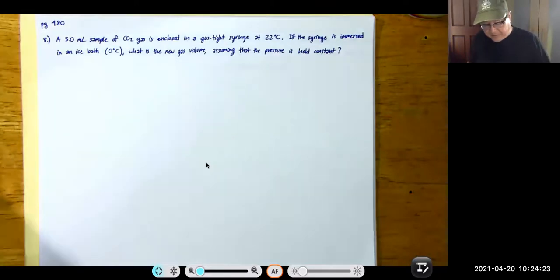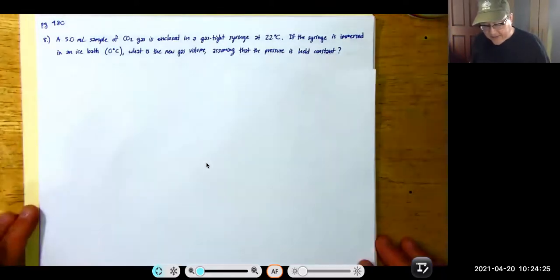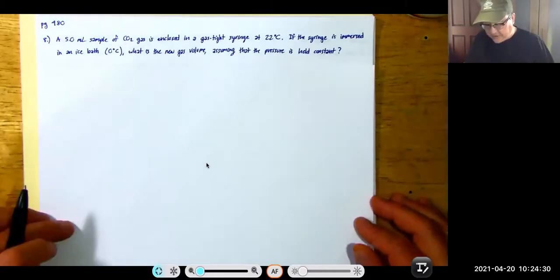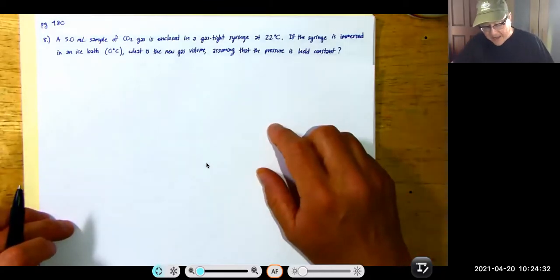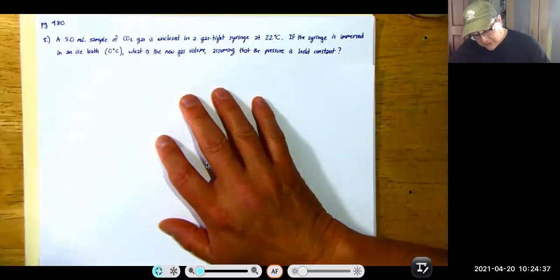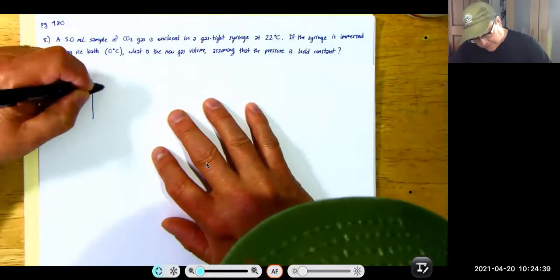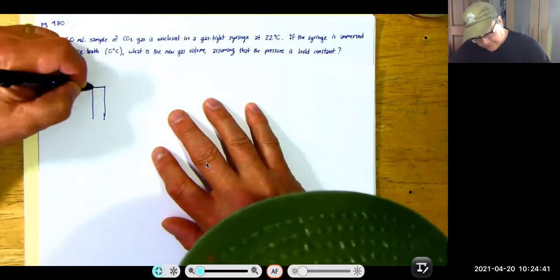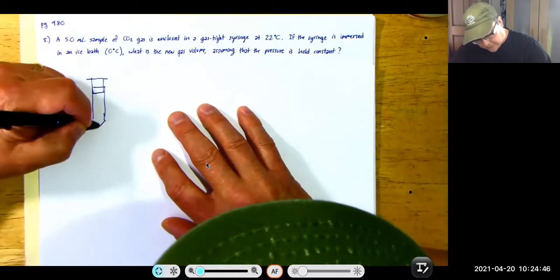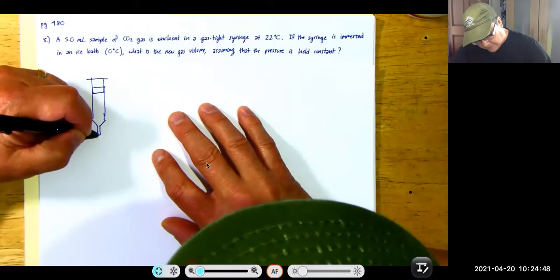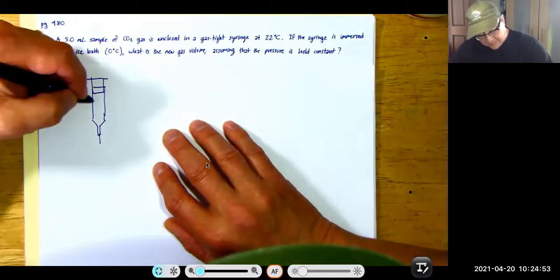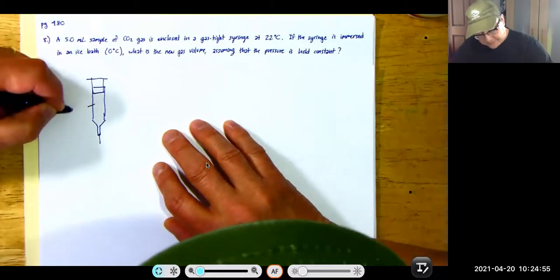A 5 milliliter sample of CO2 gas is enclosed in a gas-tight syringe at 22 degrees Celsius. If the syringe is immersed in an ice bath, what is the new gas volume, assuming the pressure is held constant? So we have this 5 milliliter syringe with CO2 in it. And here's my plunger. We'll make it look like a syringe, so there's a needle coming out of the end here. And here we've got 5.0 milliliters.